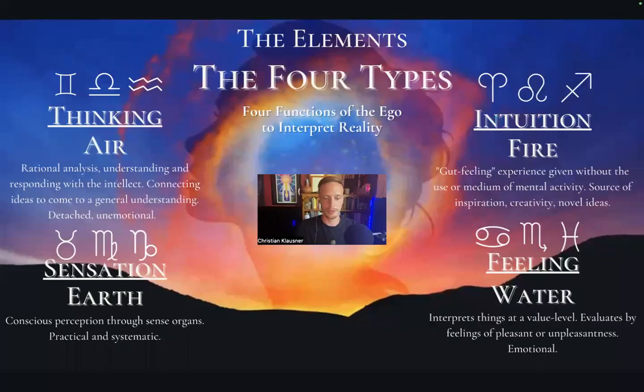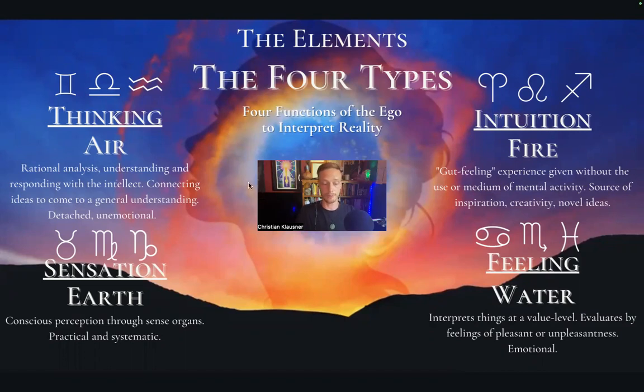So there's basically four functions of the ego to interpret reality. Carl Jung had his four types as well. And his four types were intuition, thinking, feeling, and sensation. So intuition is fire. It's gut feeling experience given without the use or medium of mental activity. It's higher than mental activity. Source of inspiration, creativity, and novel ideas. Those are the fire signs.